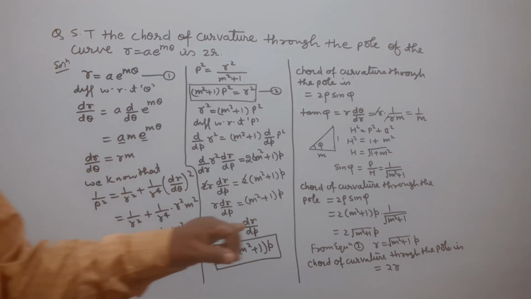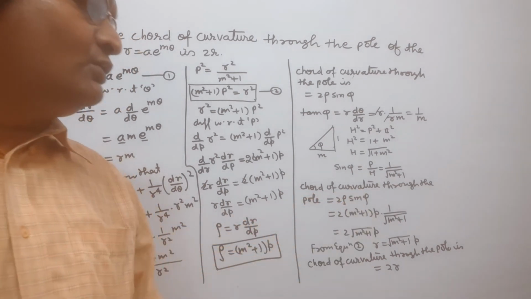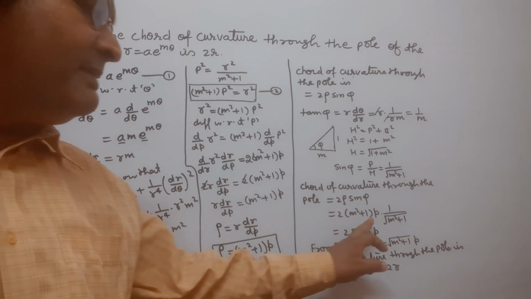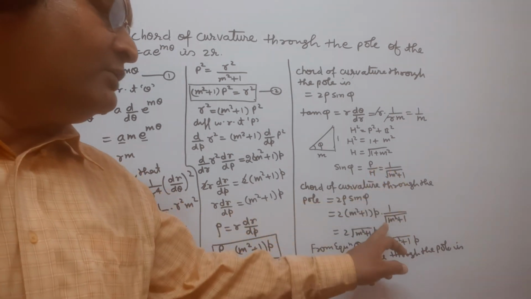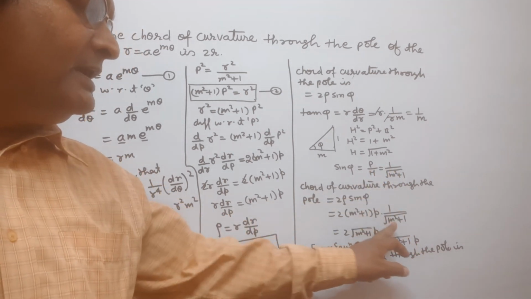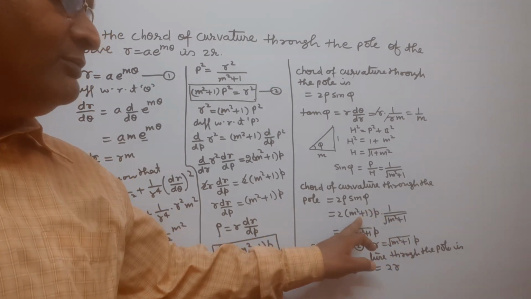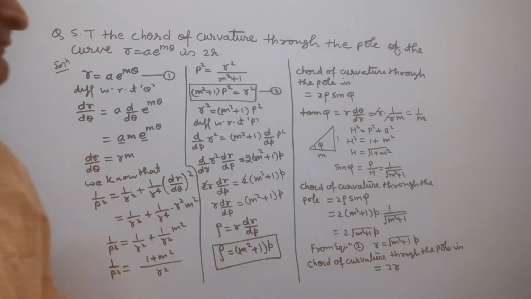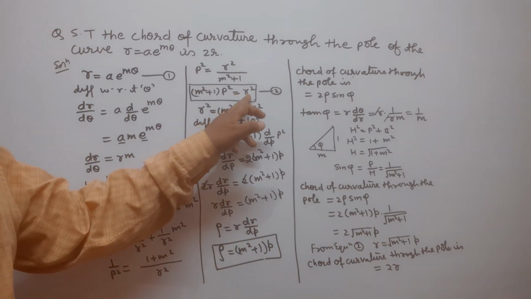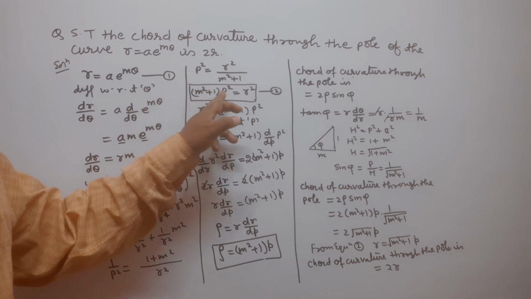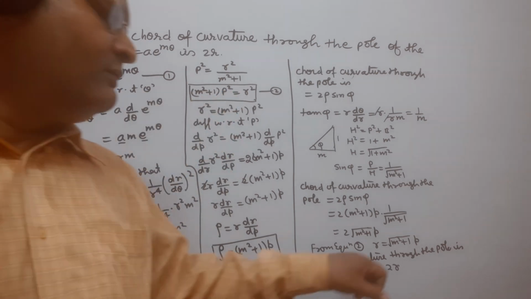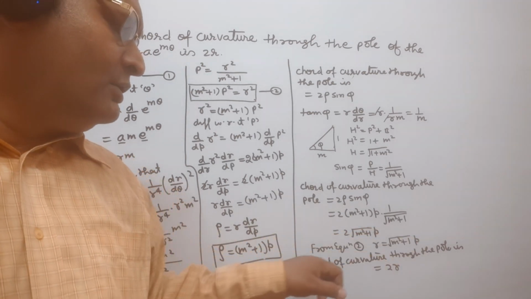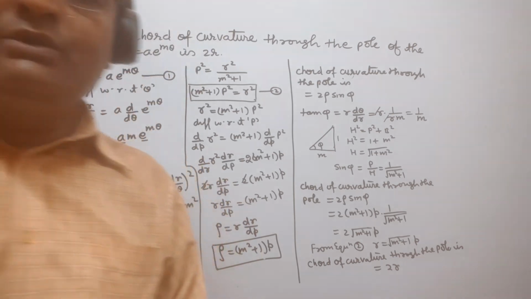Now we find chord of curvature through the pole, that is 2 rho sin phi. So we put here value of rho, that is m square plus 1 multiplied by p, and sin phi is 1 upon under root m square plus 1. आप देख सकते हैं ये अंडर रूट m square plus 1 जब कैंसिल करेंगे तो इस पे रूट लग जाएगा, तो root m square plus 1 multiplied by p, and from given equation second we can write r is equal to root of m square plus 1 multiplied by p. So we put here under root m square plus 1 into p is equal to r. So we get chord of curvature through the pole is 2r.